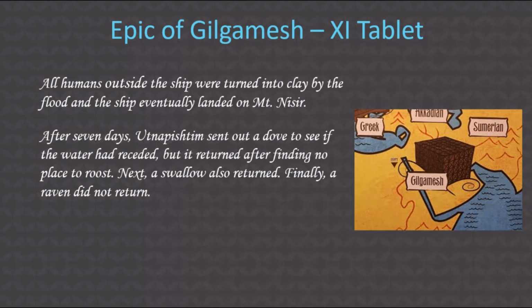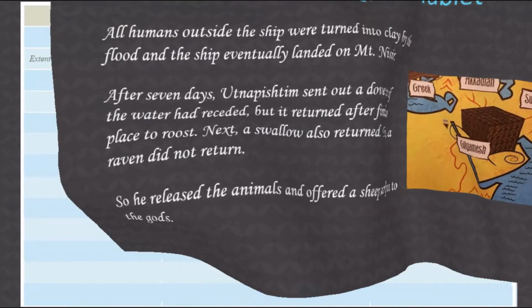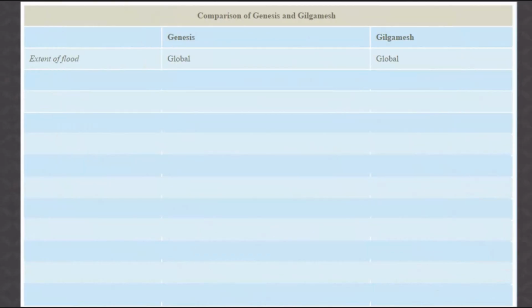After 7 days, Utnapishtim sent out a dove to see if the water had receded, but it returned after finding no place to roost. Next, a swallow also returned. Finally, a raven did not return. So he released the animals and offered a sheep sacrifice to the gods. So after hearing that story, let's do a comparison of Genesis with the Gilgamesh account.